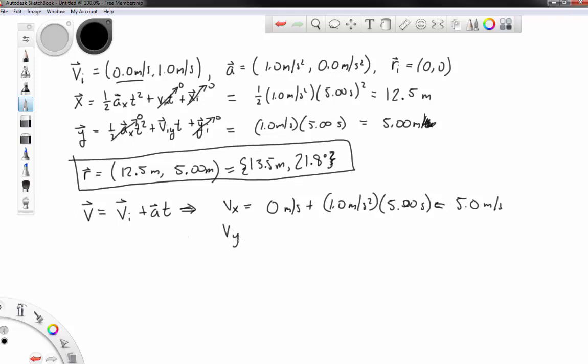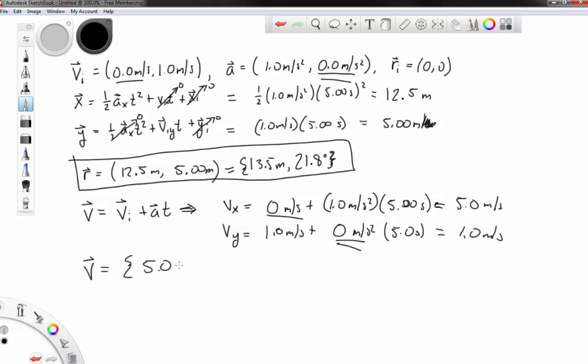For Vy, we end up with 1.0 meters per second plus 0 meters per second squared, because the y part was 0. So that times 5 seconds is still going to be 0 here, so we end up with 1 meter per second. So the velocity is given by 5 meters per second, comma 1 meter per second.